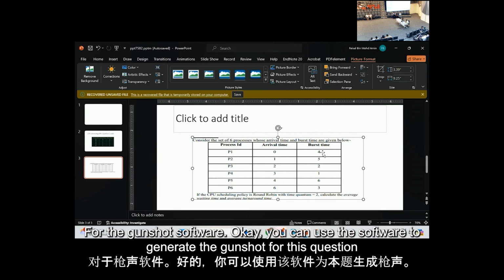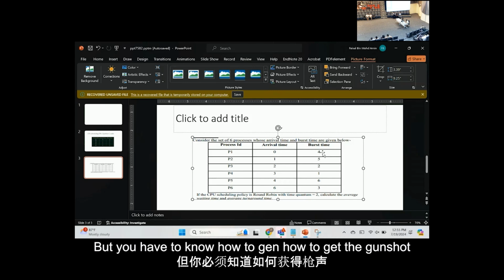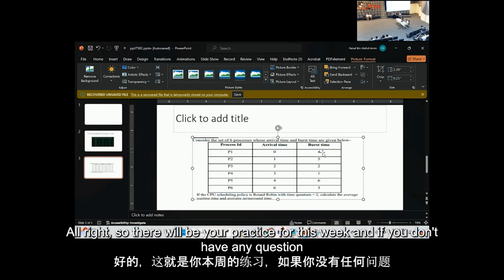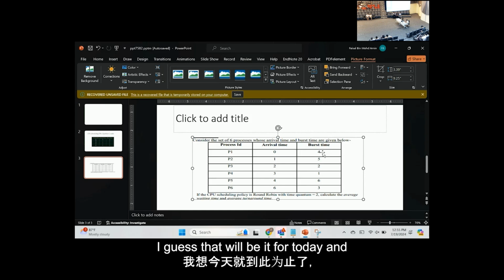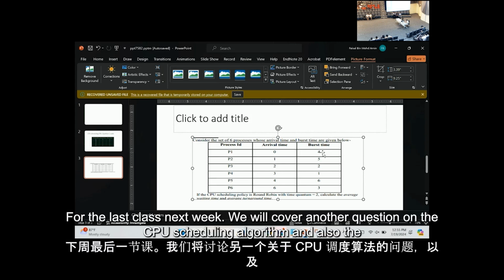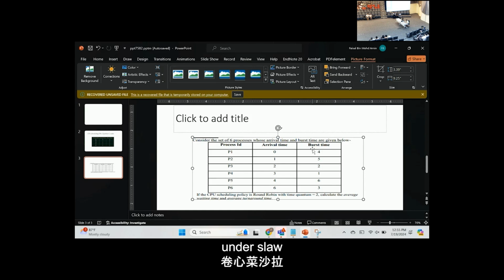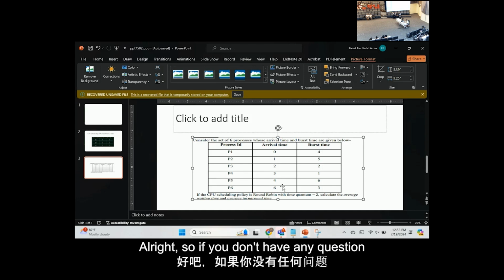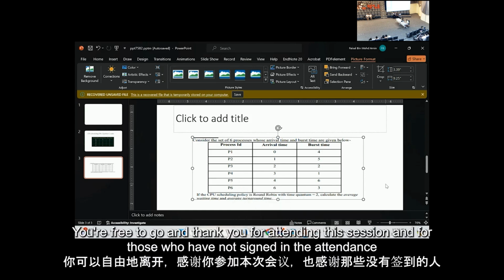You can use the software to generate the Gantt chart for this question, but you have to know how to get the Gantt chart. All right, so that will be your practice for this week. And if you don't have any question, I guess that will be it for today. And for the last class next week, we will cover another question on the CPU scheduling algorithm and also Amdahl's law.